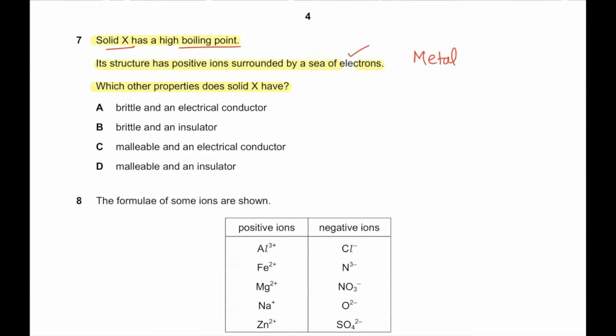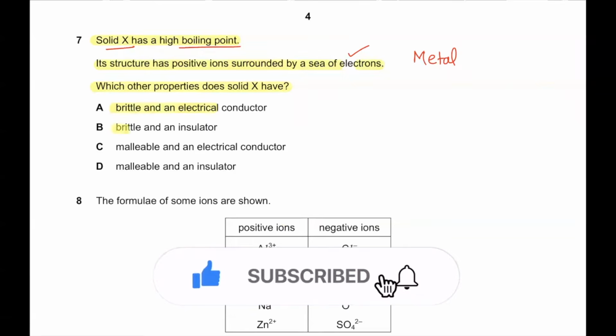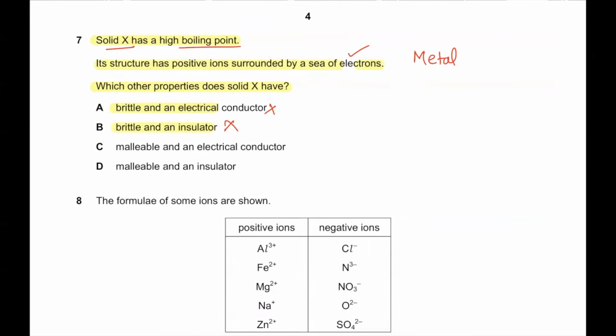So if we want to know other properties of metal, metals are not brittle. The first point says brittle and electrical conductor, brittle and insulator. So metals are not brittle. So we definitely know that. Next, we know that metals are malleable. So metal must have a malleable character.